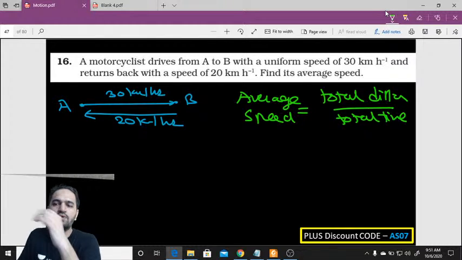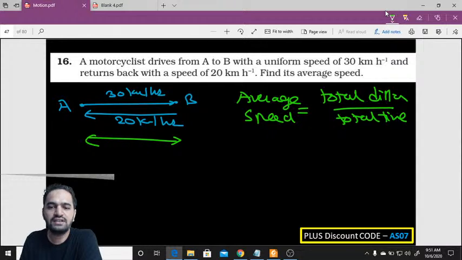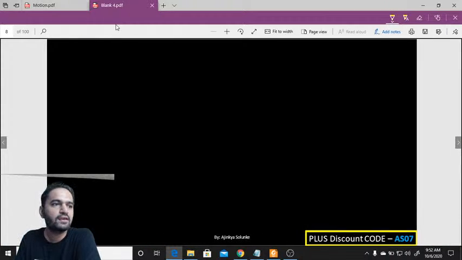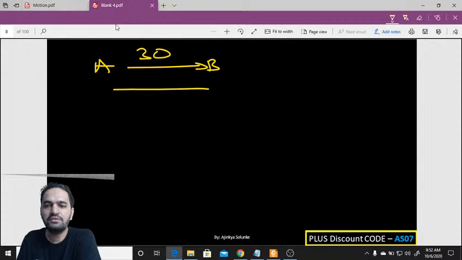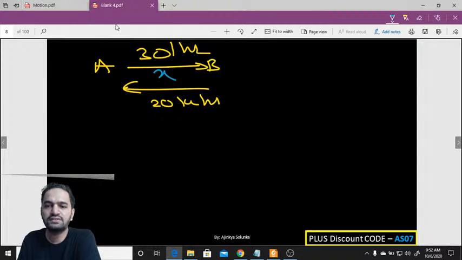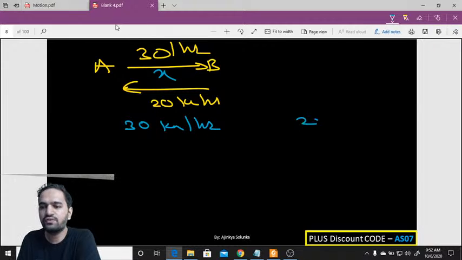Okay, so you do one thing, you assume the distance as x. So let us see. Our object is traveling, let's say, from A to B first at 30, coming back at, let's say, 20 km per hour. The distance we are assuming is x. Now for 30 km per hour, and for 20 km per hour.